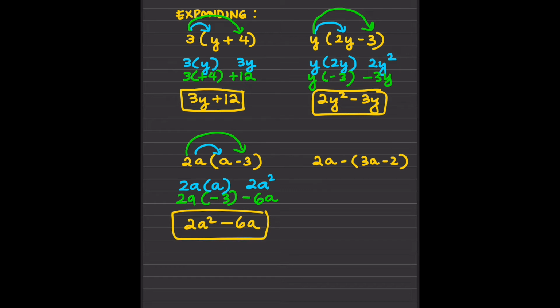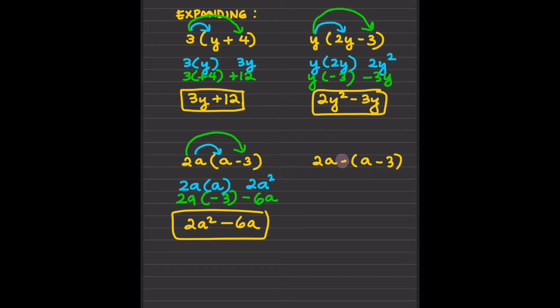And lastly, this one is kind of tricky. Now, look at the difference. Maybe let's just use the same thing here, a minus 3. So you have 2a, and bracketed a minus 3. But what's the difference? The difference is the negative sign before the bracket.